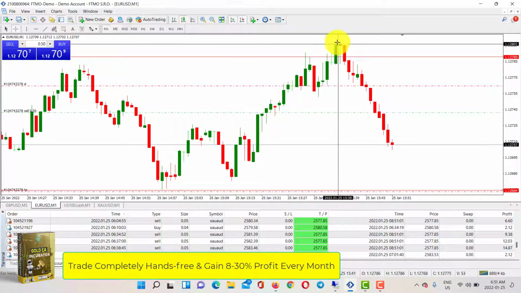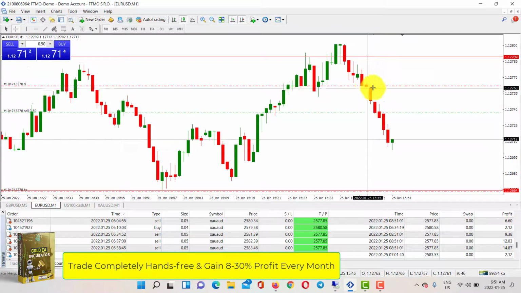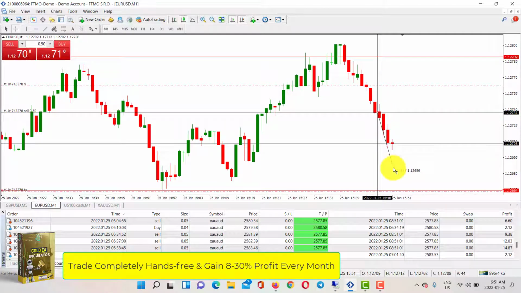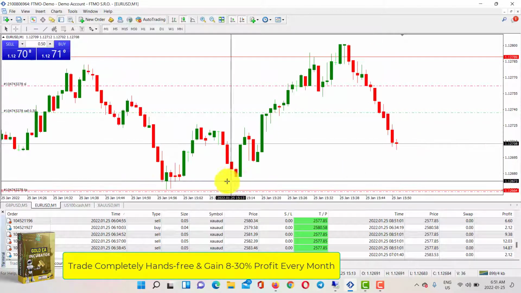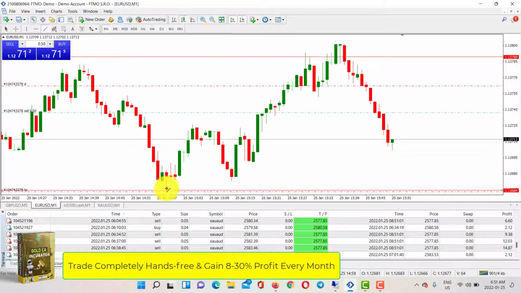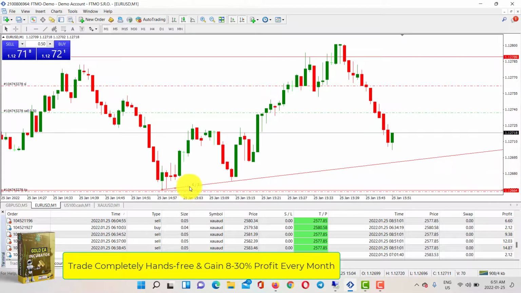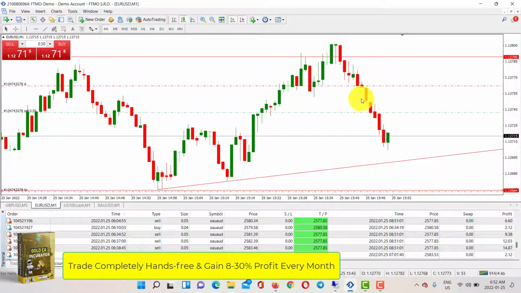Yeah, I took it somewhere here. I took it here, but I re-entered the second one a little bit below. And let me show you. And if I get it stopped out, I don't care. It's a very small loss. I don't really care. And this is what we have.